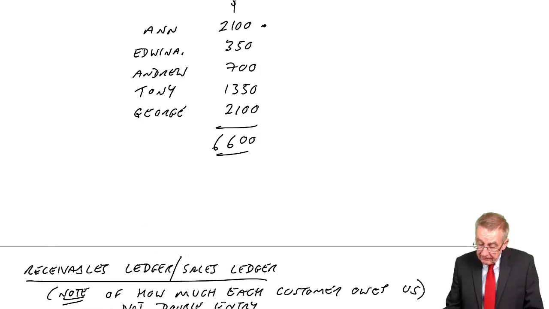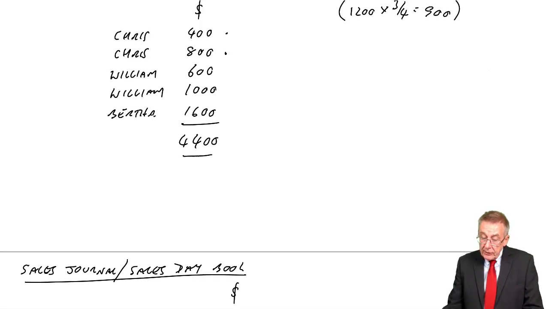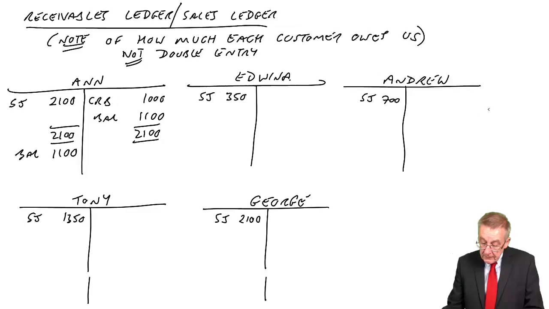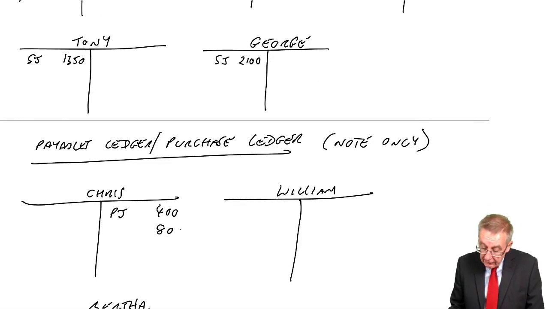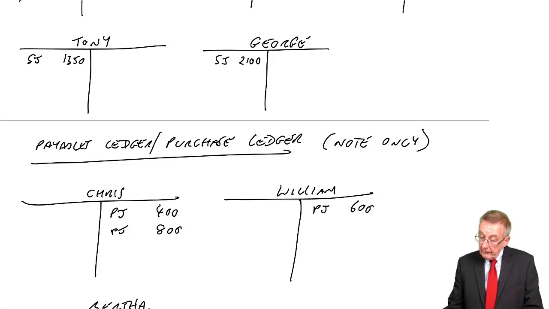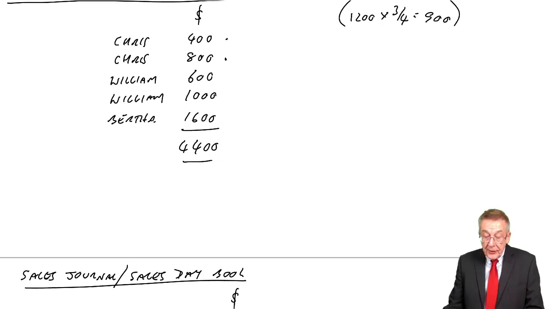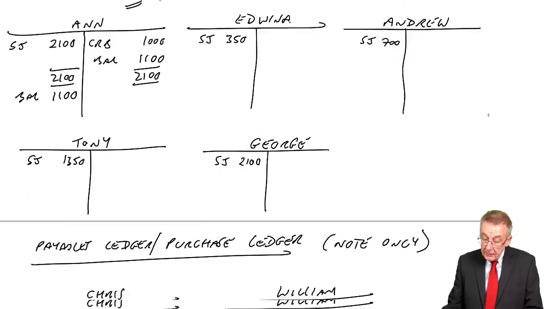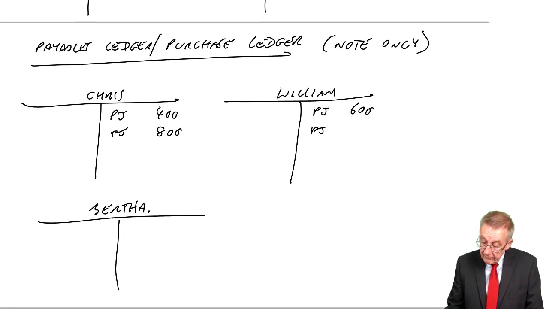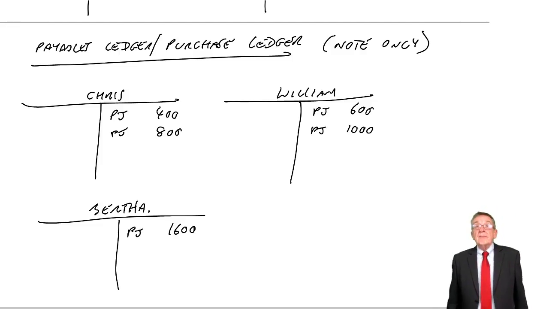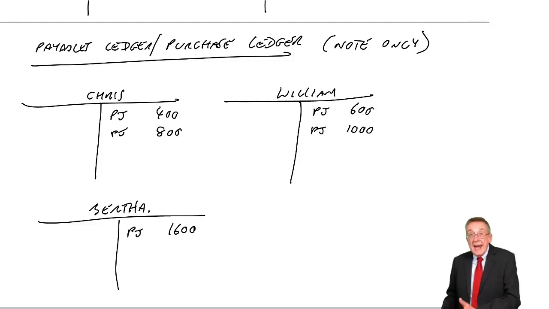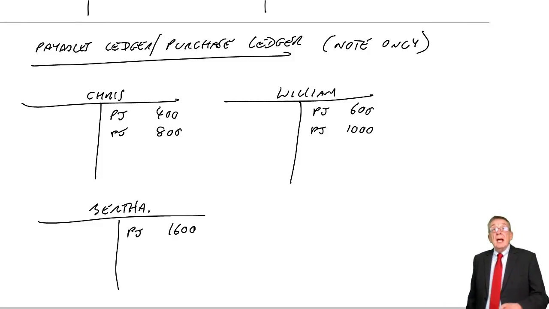What else? I'll do two at once. 800 to Chris and 600 to William. So another 800 to Chris and 600 on William's page. What else? Another 1,000 to William and 1,600 to Bertha. So day by day, we'd be entering on the relevant page how much we owed for a purchase on credit.